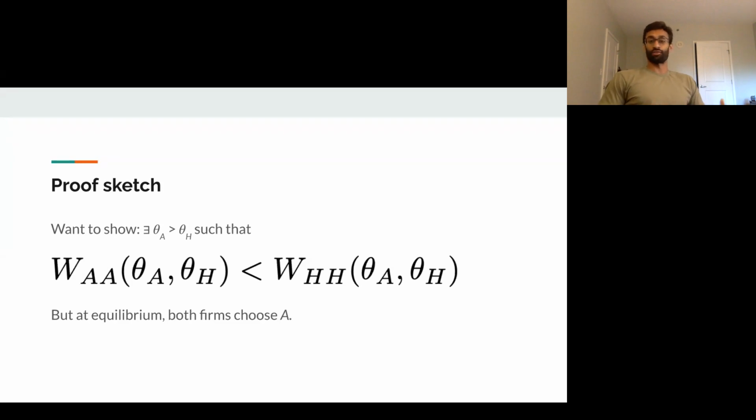We're still going to end up with higher social welfare under the world where both use H as opposed to where both use A. Okay. So we need to show that there exist accuracy parameters that satisfy these constraints, right? The algorithm is more accurate. Social welfare is worse when both firms use the algorithm, but at equilibrium, they still both choose to use the algorithm.